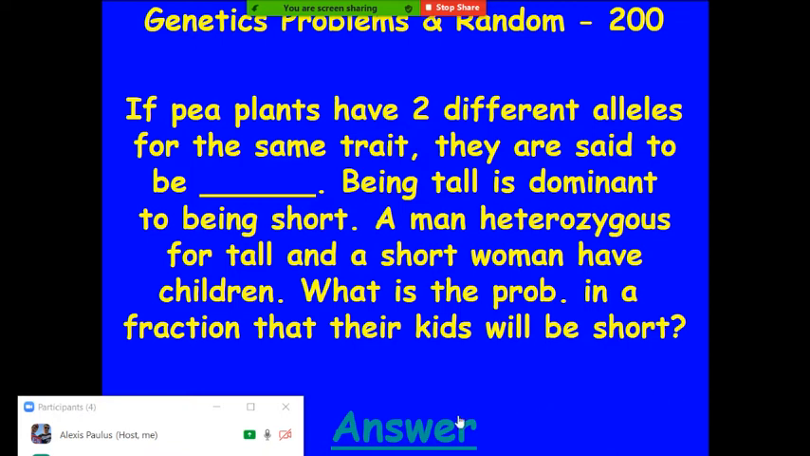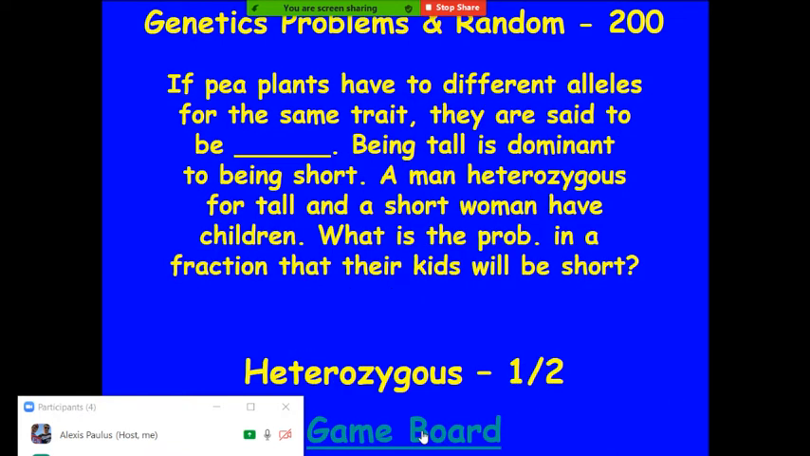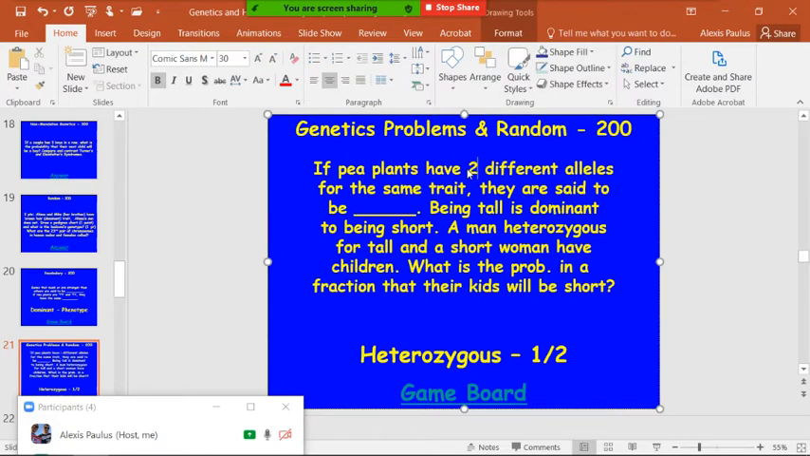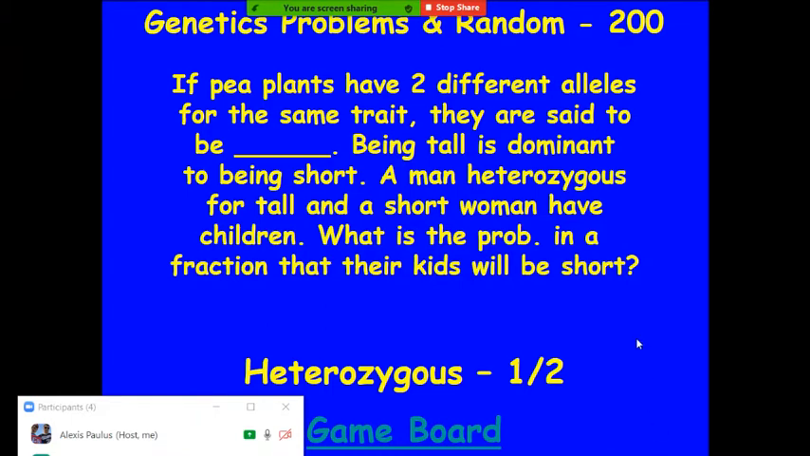All right, here we go. If they have two different alleles, sorry, I'm a perfectionist when it comes to this stuff. I forgot to correct it here too. Two different alleles for the same trait, they are heterozygous. Being tall is dominant to being short. A man heterozygous for tall and a short woman have children.